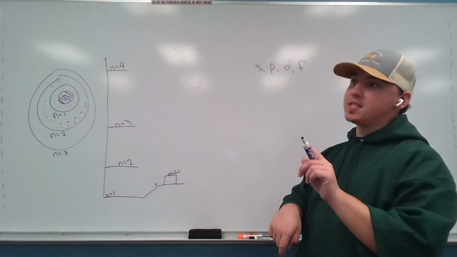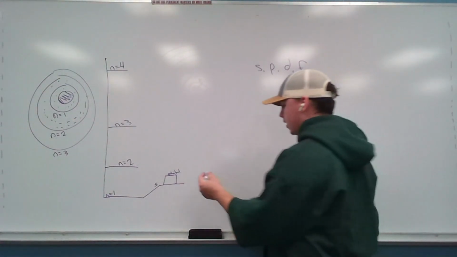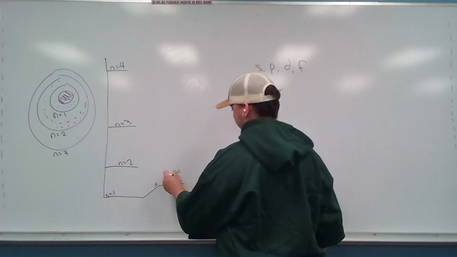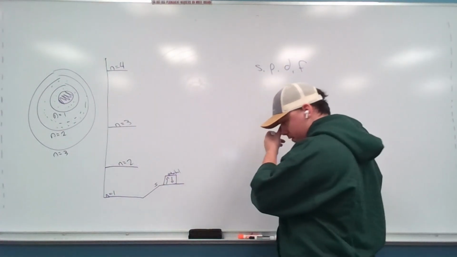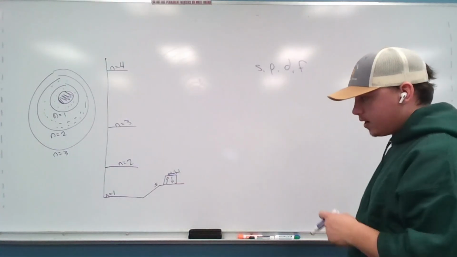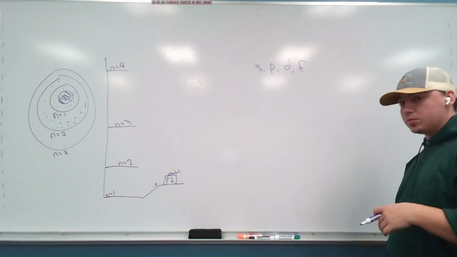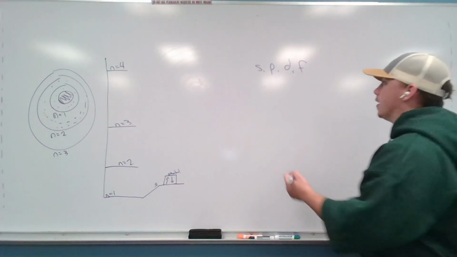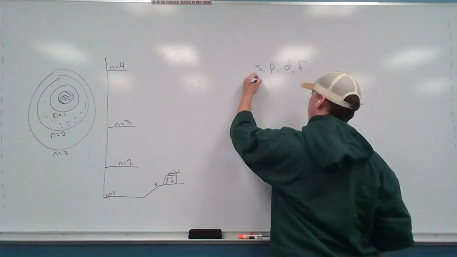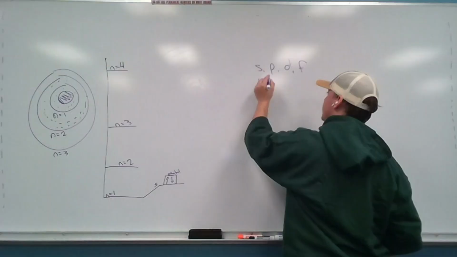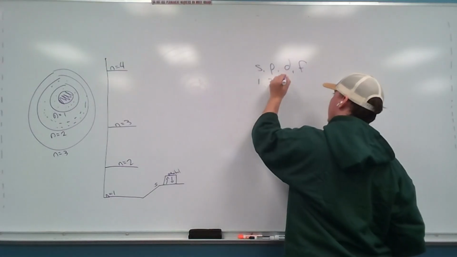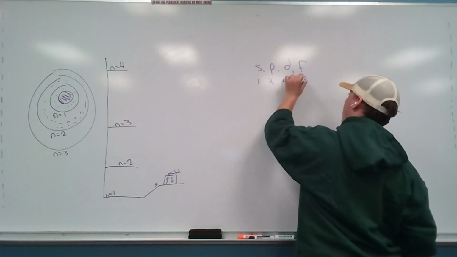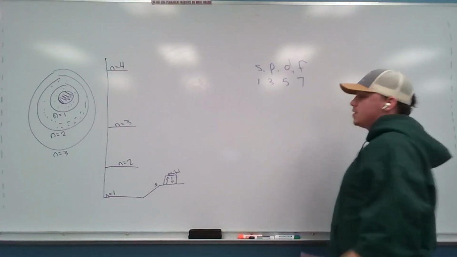Those electrons have to be spinning in opposite directions, which is just the electron spin. I can't remember the name of it. Now, how many orbitals can a subshell hold? Well, each type of subshell holds a certain amount. The S subshell holds 1 orbital, the P subshell holds 3, D holds 5, and F holds 7. It's as simple as that.